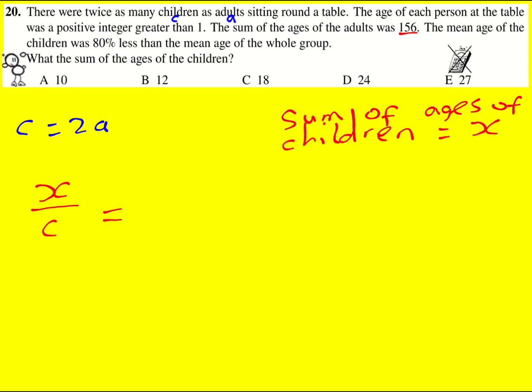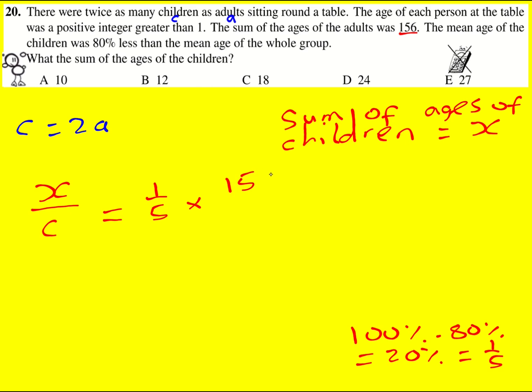Now, to do 80% less, we do 100%, and we subtract 80%, which actually gives 20%, which as a fraction is 20 over 100, or 1/5. So the mean age of the children was 1/5 times the mean age of the whole group. Well, the mean age of the whole group is the total of all the ages. So it's 156, the ages of the adults, plus the ages of the children, divided by the number of children and adults. So that's C plus A. And I've created an equation. And what we're trying to find is X.